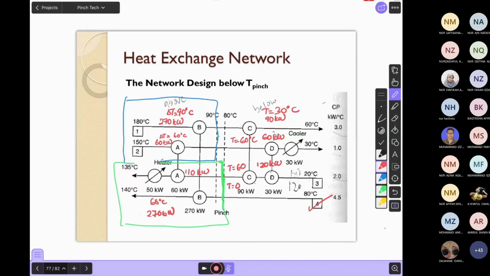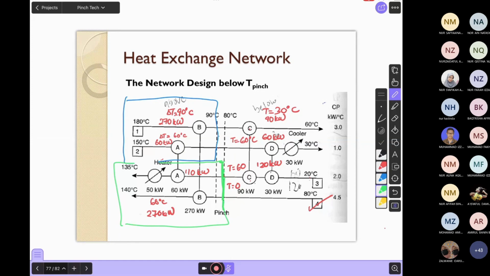Tak payah buat apa-apa. Okay, sekarang study balik. Dia nak match ni, dia dah match. Stream number 4, dia nak matchkan dengan stream number 3. Stream number 3 ada 120 kilowatt. Stream number 4, 90 kilowatt. Okay, maksudnya cukup tak untuk dia match? Cukup kan? Okay, cukup untuk stream number 1. Berlebih untuk stream number 3. Betul?